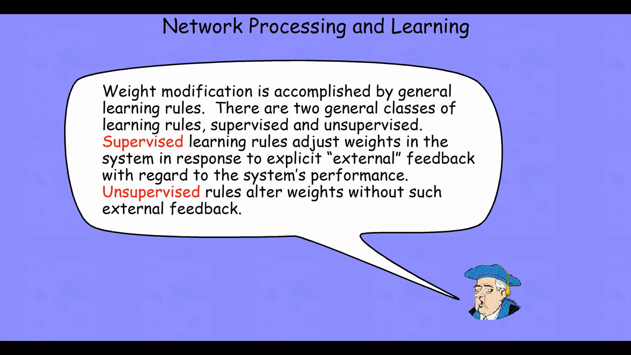Unsupervised rules alter weights without such external feedback, oftentimes because they get associations between the activation patterns of two different neurons.